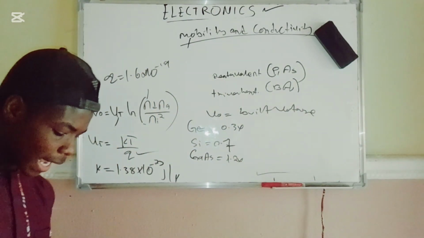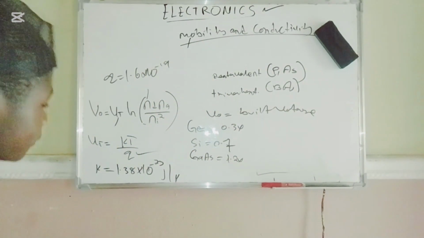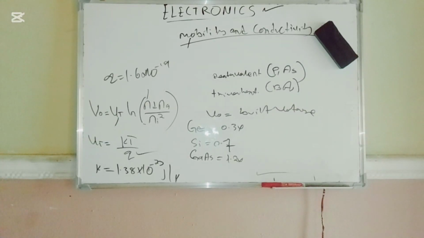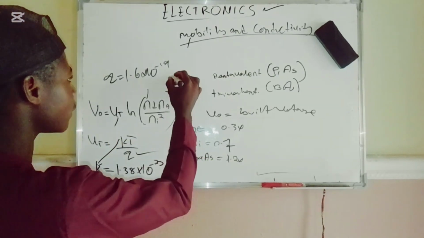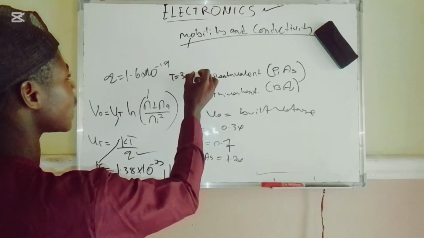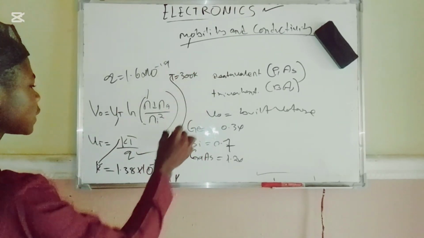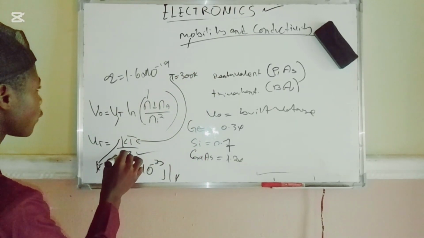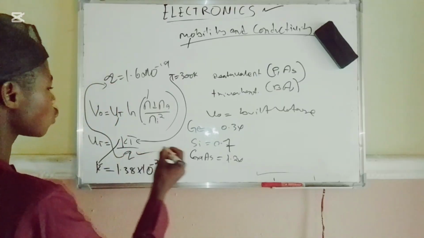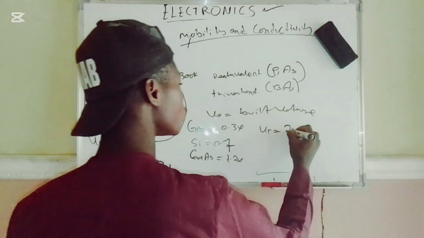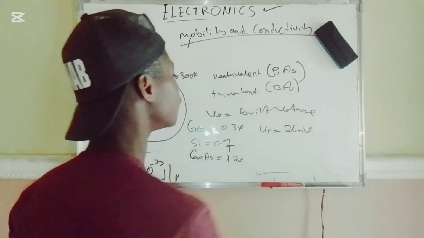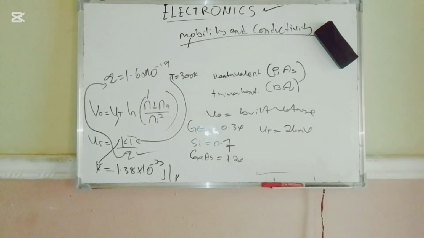The next thing I want you to know is for the thermal voltage. If the value of K is this, and the temperature is, let's say, 300 kelvin, and you multiply it with this, and the value of Q is this, then our new thermal voltage will be 26 millivolts.